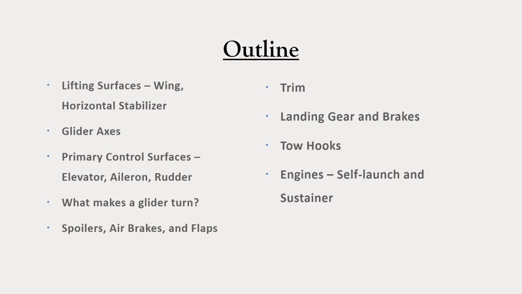Then the primary control surfaces, the elevator, the aileron, and the rudder. And talk about what makes a glider turn, so you understand the physics of what's going on. Then some of the special wing modifications like the spoilers, air brakes, and flaps, the trim system, landing gear and brakes, tow hooks, and finally engines.